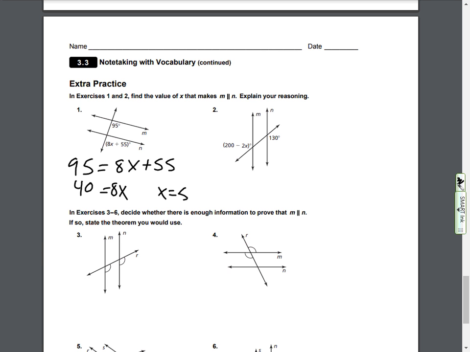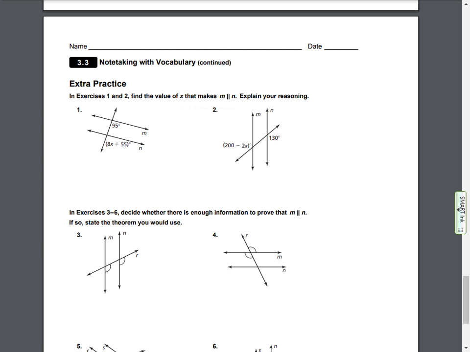Okay? Explain your reasoning. We can say corresponding angles equal each other only if m is parallel to n. So those only equal each other if those two lines are parallel.